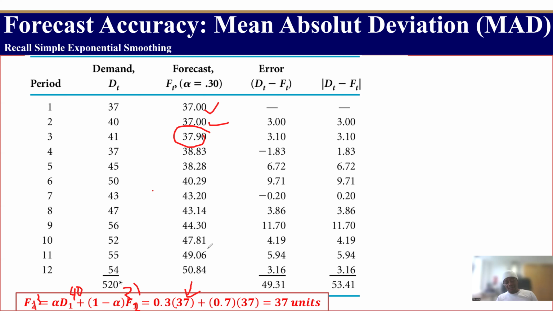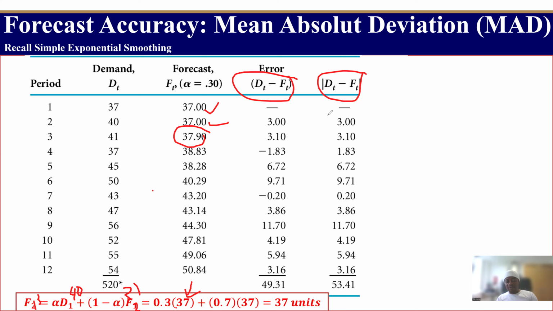How do you find the error? Well, take the demand minus the forecast. Demand minus the forecast, each one, okay? And that will give you the error for each period. Then you want the absolute value. So all the minuses will go. So this becomes the absolute value.